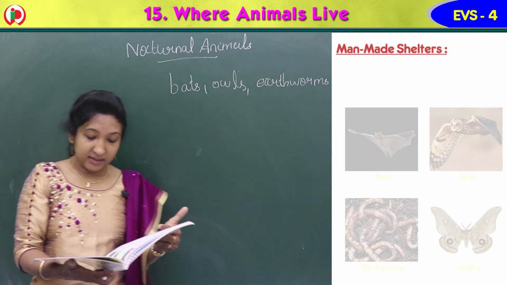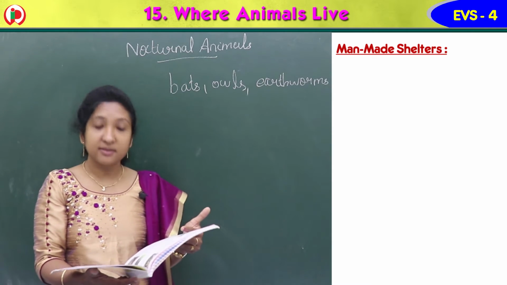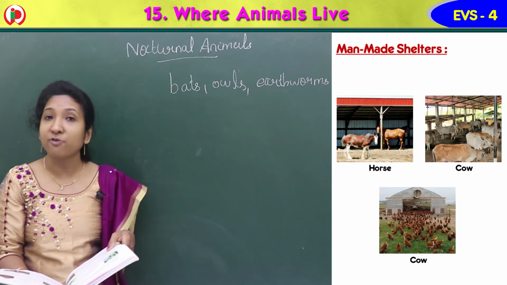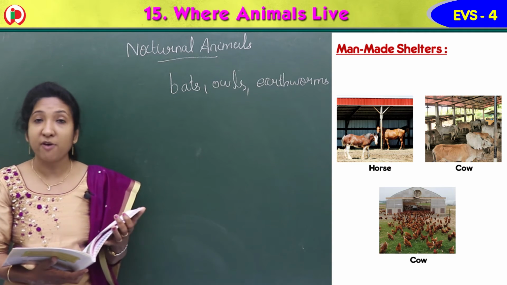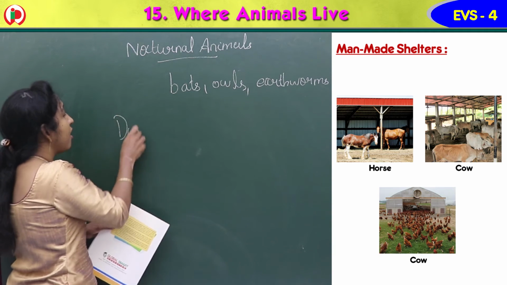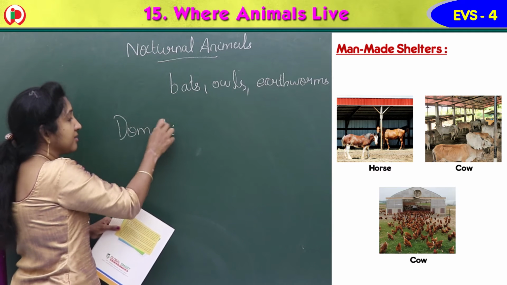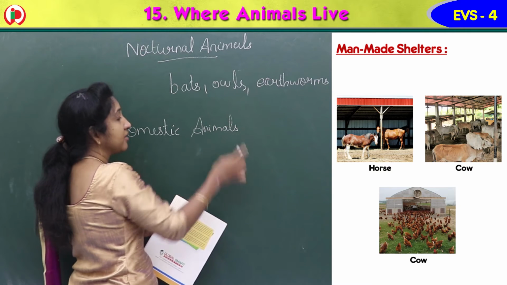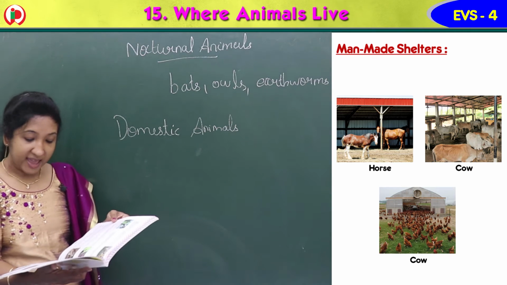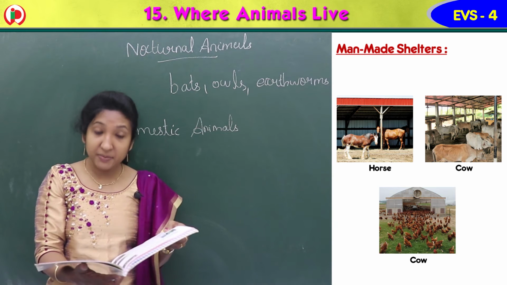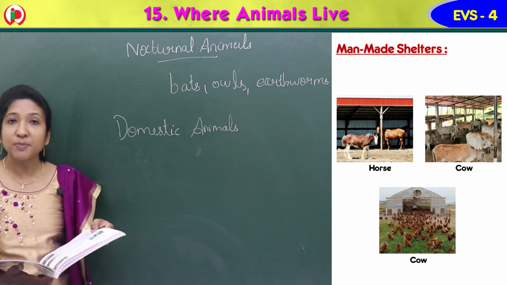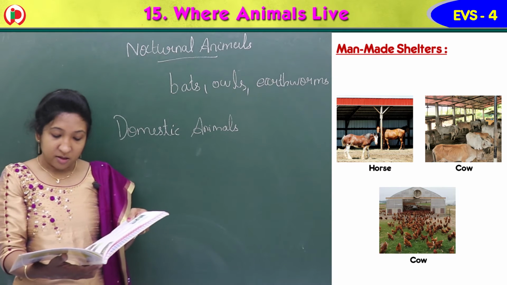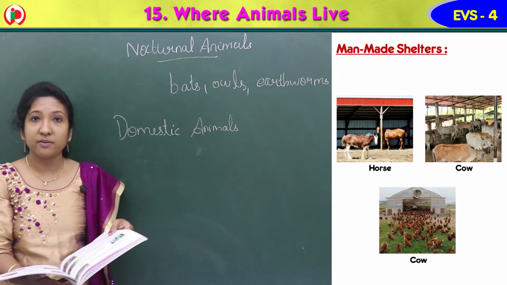Okay. Next, man-made shelters. Animals like horses, cows and hens are kept on farms. There are some animals we keep on farms. They are called farm animals, or we say domestic animals, isn't it? Horse, cow, we keep them all on farms. Some of them provide us milk, meat and eggs. Hens give us meat and eggs. A cow gives us milk. Then sheep give us wool, meat, etc.